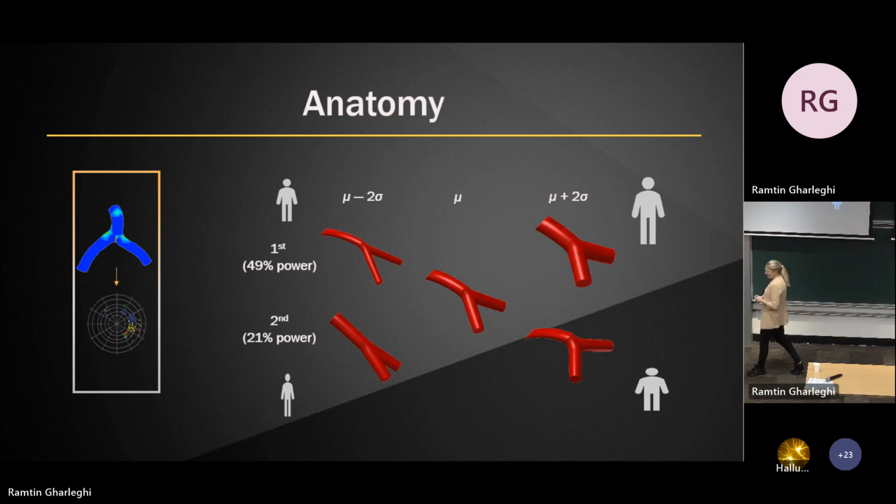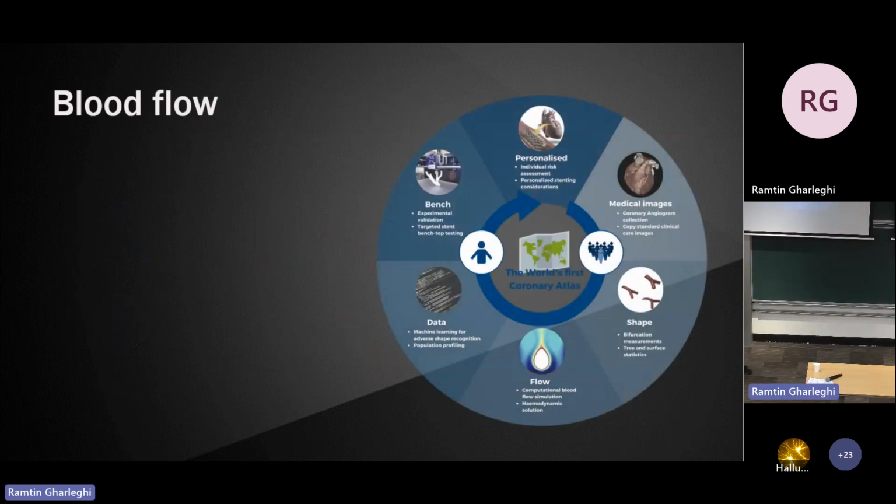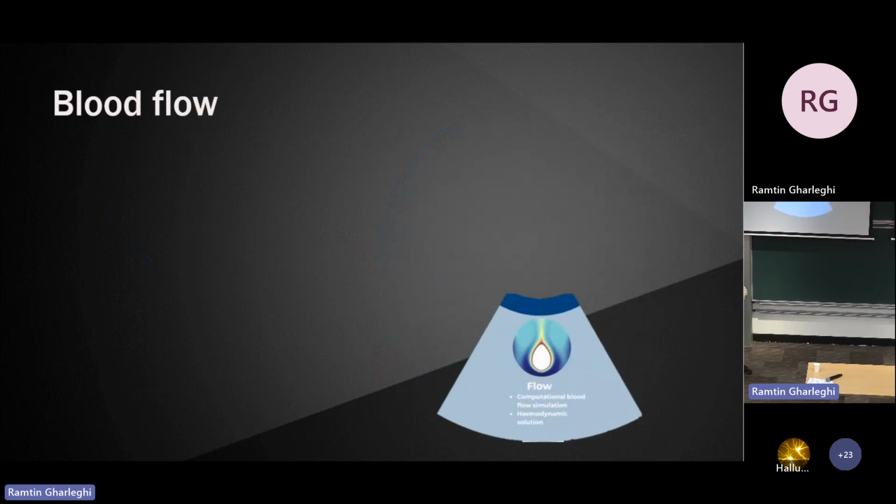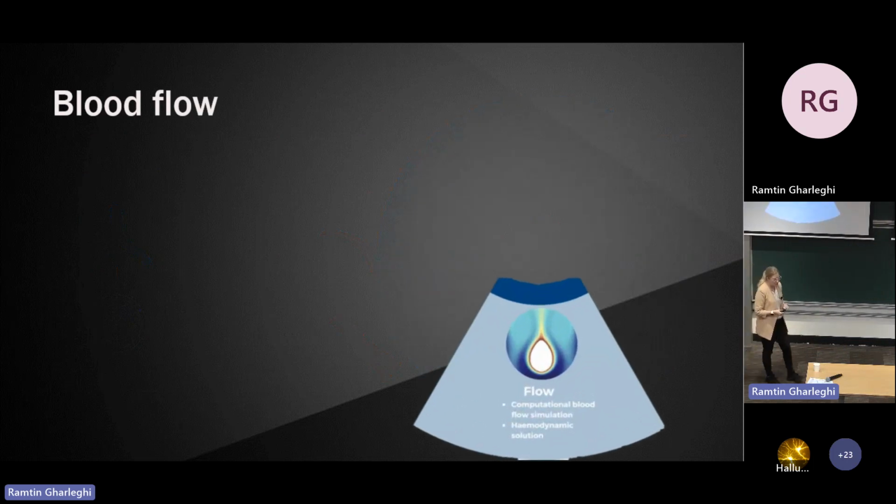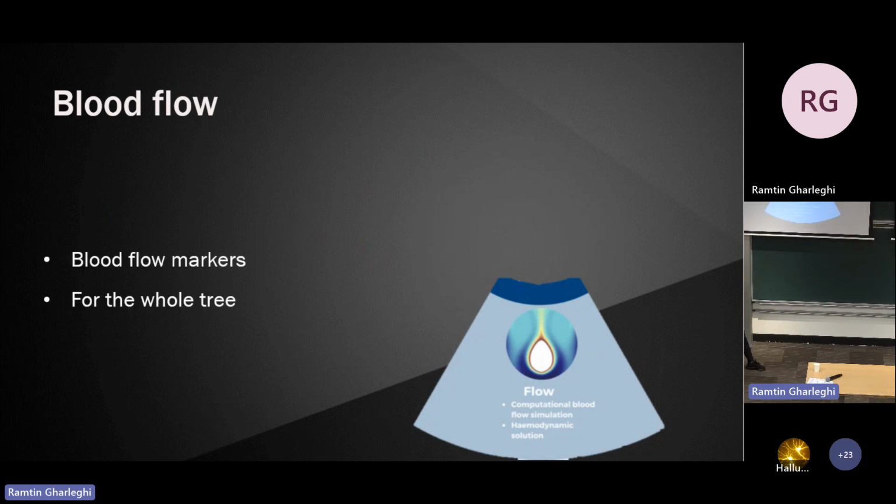And then the blood flow, of course. With all that shape knowledge, we can run computer simulations, computational fluid dynamics, if that rings a bell to some of you. We define the boundary conditions. We look at the different cardiac rhythms, apply different material models, and look at blood flow markers, which are known to be pathophysiological triggers for the whole tree within the population.